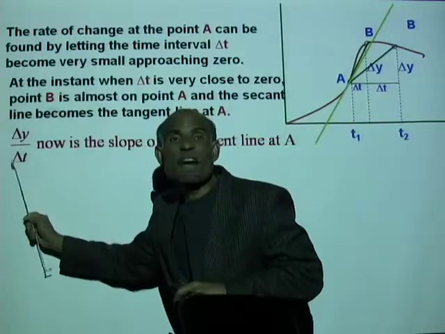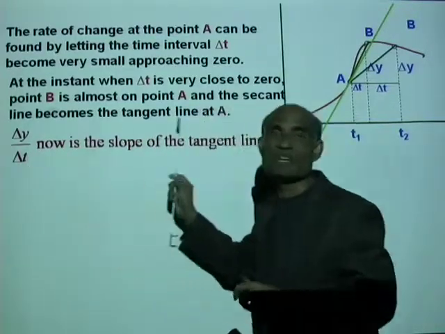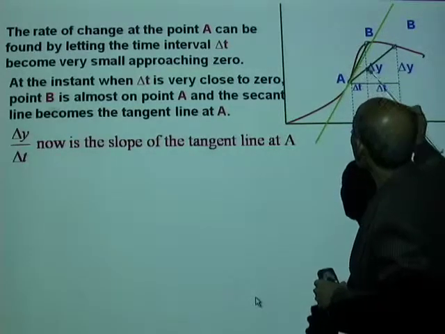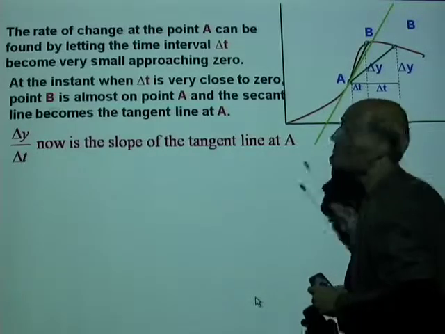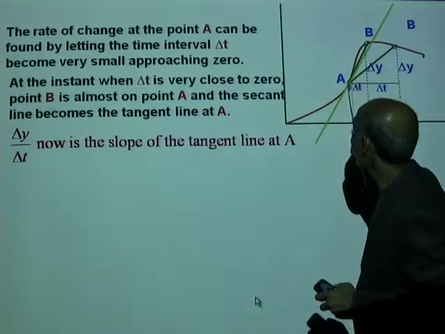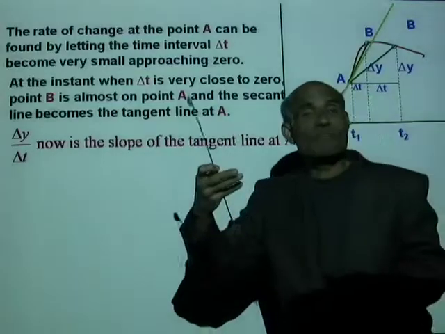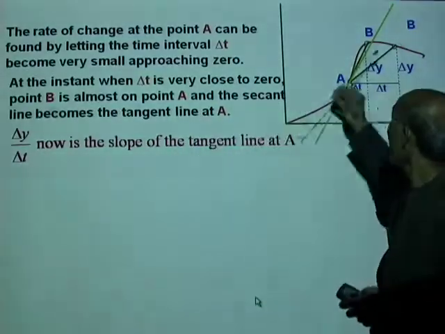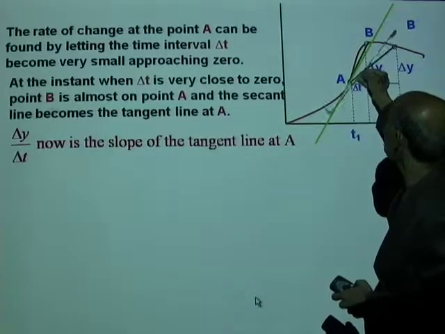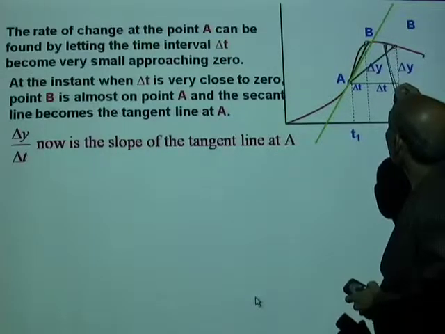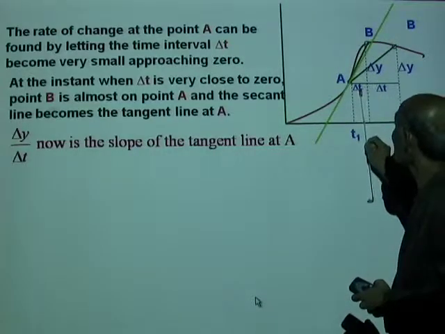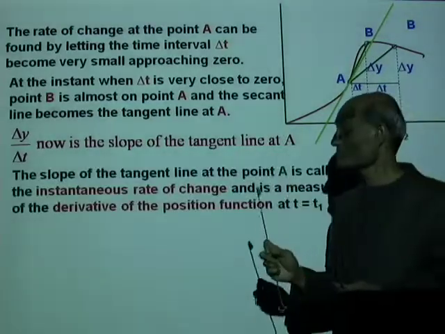So the limiting value of delta y by delta t, when this delta t is very close to 0, the line AB actually becomes the tangent at the point A. Then the rate of change at A will be the slope of that tangent line. You see how the secant line becomes the tangent line? How does the secant line become the tangent line? By bringing this point B closer and closer, such that the time interval delta t becomes very small.